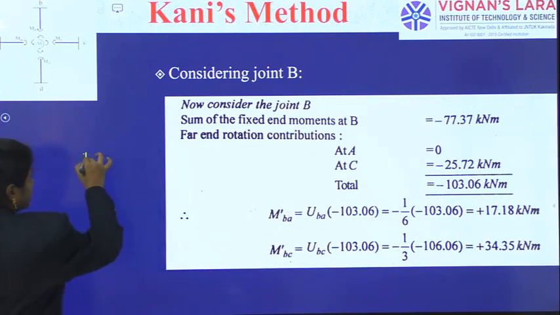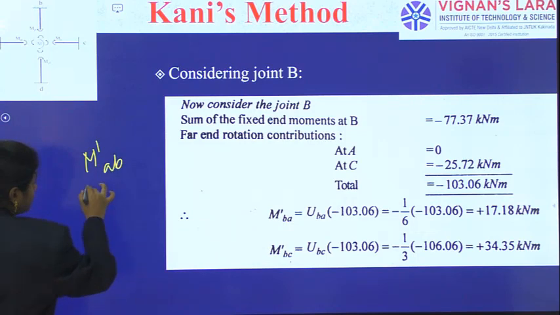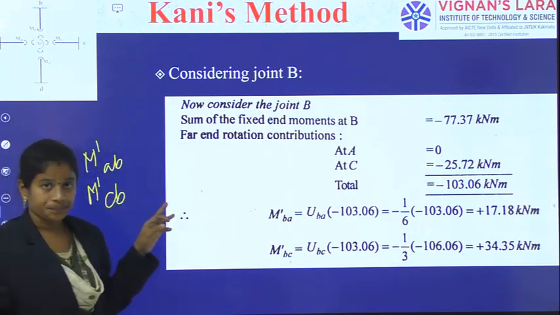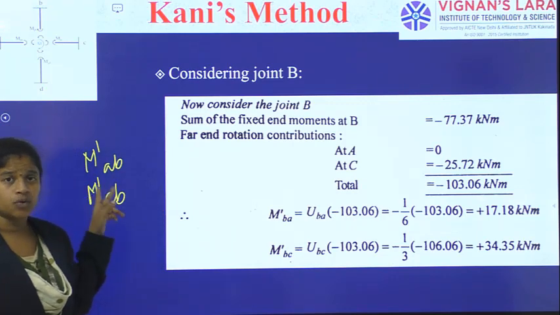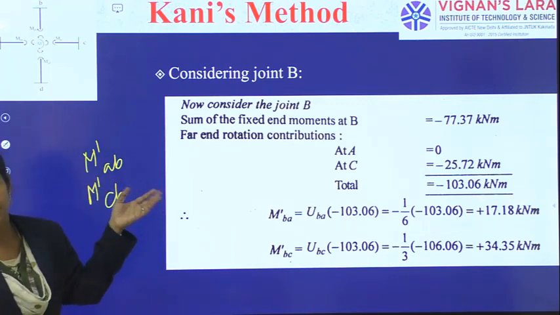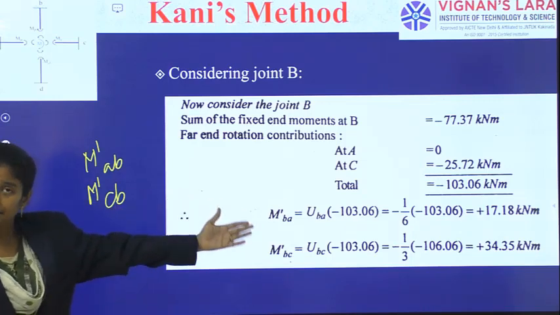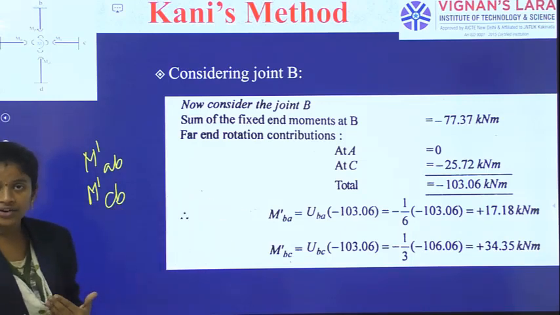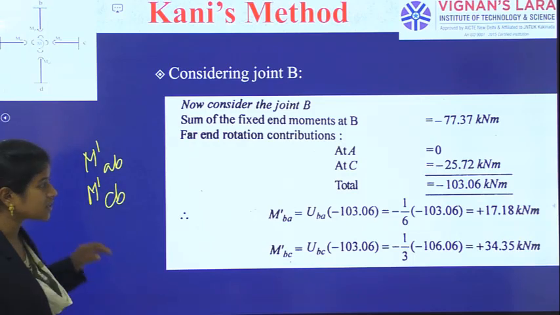Those values at A towards B and at C towards B. At A towards B, that quantity is always 0. M dash CB: in the previous step also we have got a more accurate value, right? So that value, which I got from the previous step, I am using. See here.